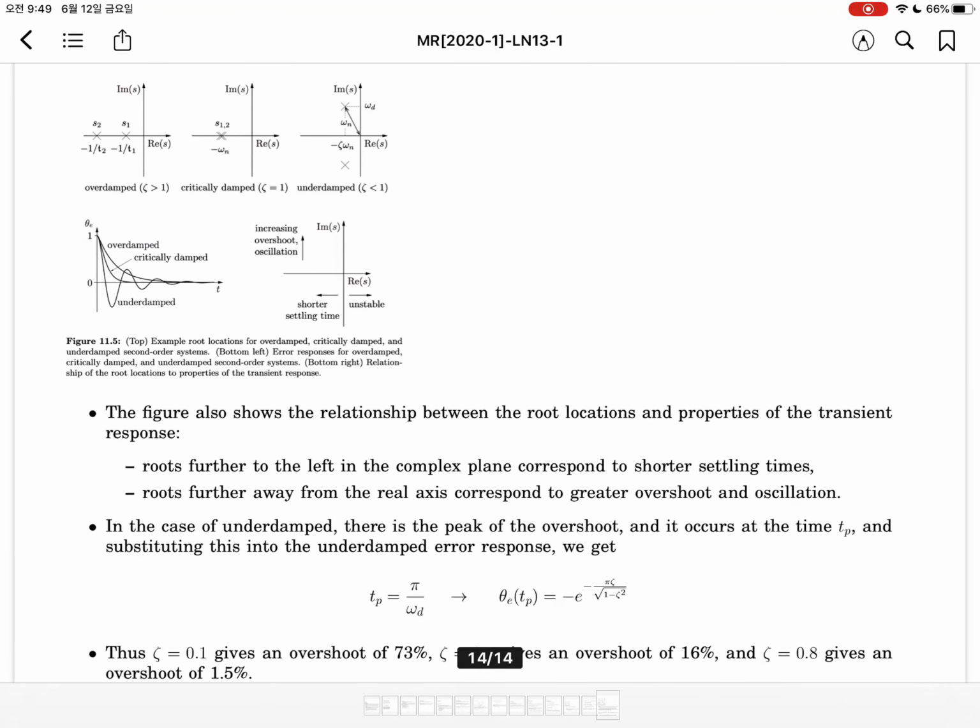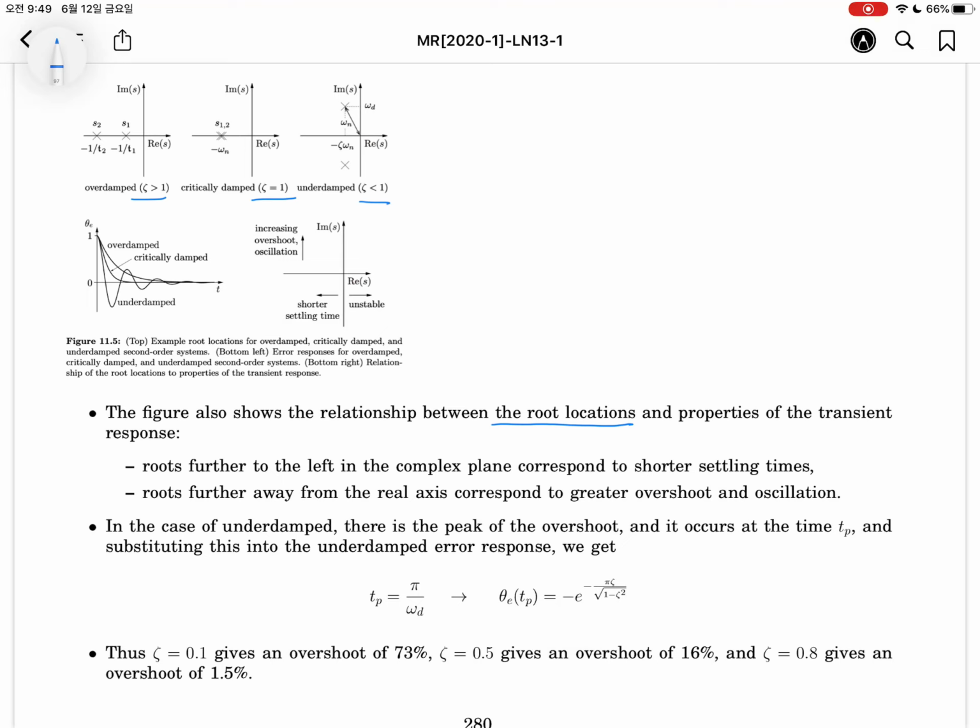Let me show you the last page of lecture 1. Okay, this figure shows the relationship between the root location, such as type 1, type 2, case 1, case 2, case 3, and the property of the transient response.